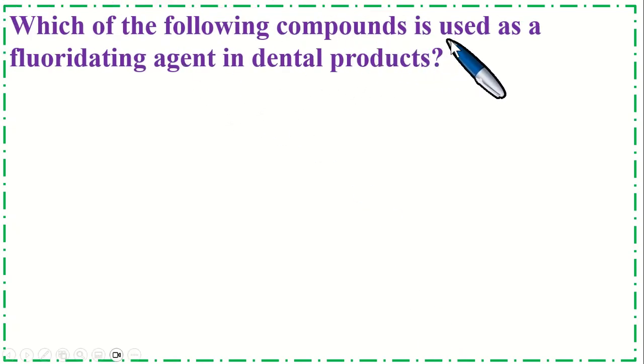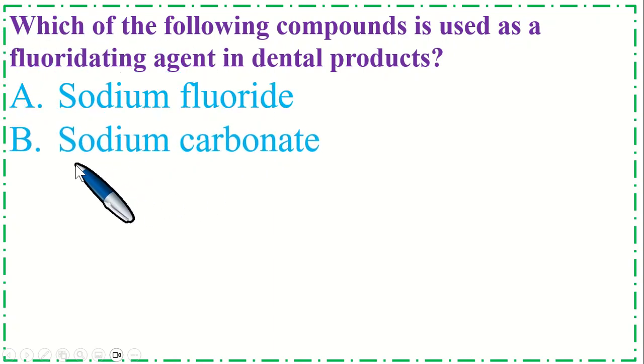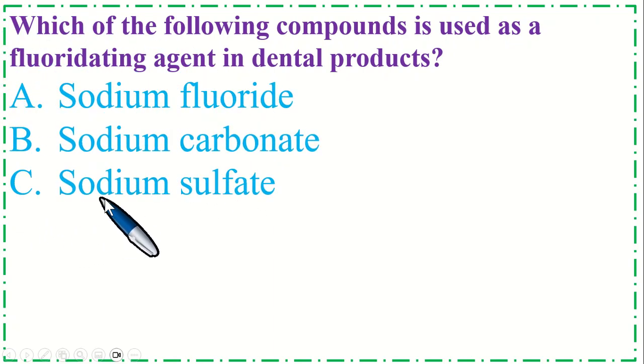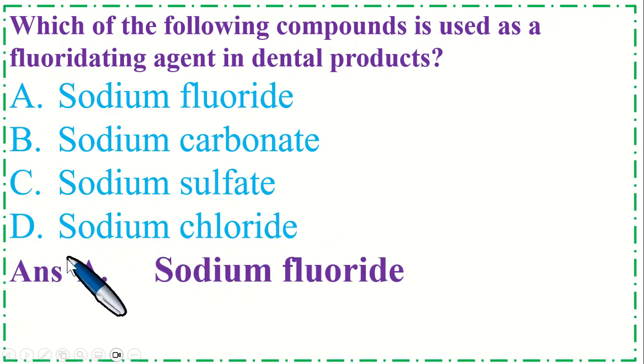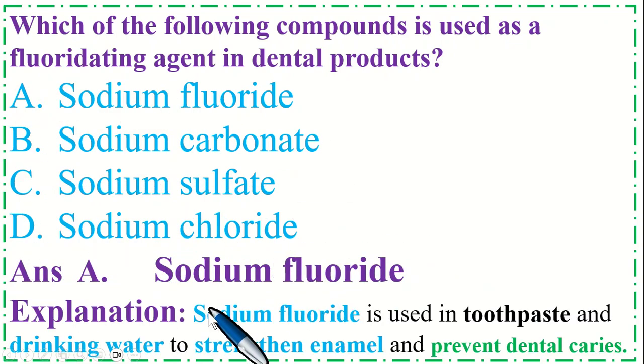Which of the following compounds is used as a fluoridating agent in dental products? Option A, sodium fluoride, B, sodium carbonate, C, sodium sulfate, and option D, sodium chloride. So the correct option is A, sodium fluoride. Sodium fluoride is used in toothpaste and drinking water to strengthen enamel and prevent dental caries.